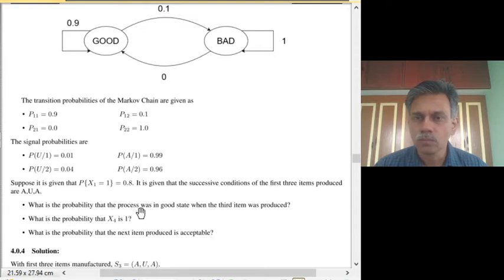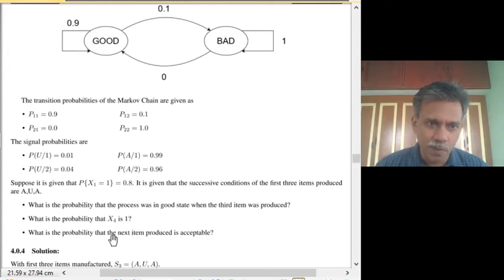You don't know. But we can only figure out the probability that it will be in a given state, good state or bad state, given that the 3 items manufactured are of the type A, U, A. Given these signals, what is the state at the third unit time? Then what is the probability that in the next time the state of the machine is 1, that is, the machine will be in good state?